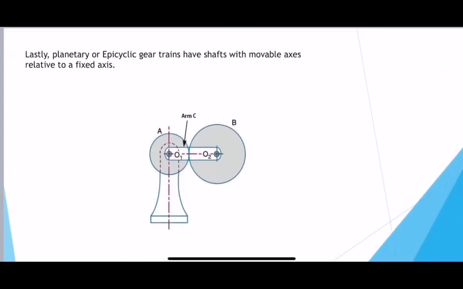And lastly, planetary or epicyclic gear trains have shafts with movable axes relative to a fixed axis. The figure depicts a simple epicyclic gear train with a common axis at O1 around which A and C can revolve. The gear B meshes with gear A and revolves on O2's arm. If the arm is immobile, gear A can drive gear B or vice versa. If it is fixed and rotated about gear A's axis, gear B must spin on and around gear A. Epicyclic motion is when gears travel over and around each other. There can be either simple or compound epicyclic gear trains.